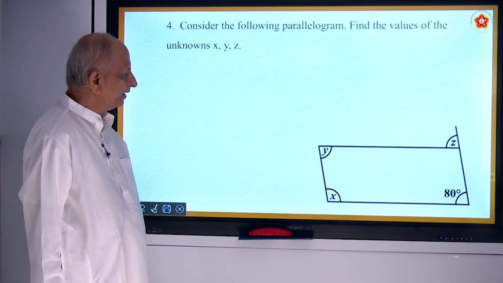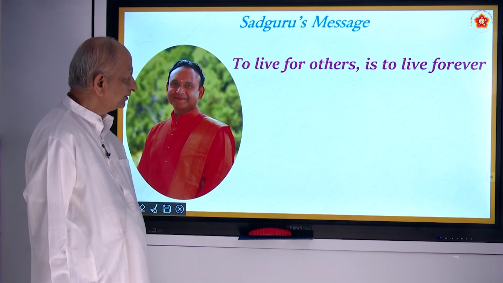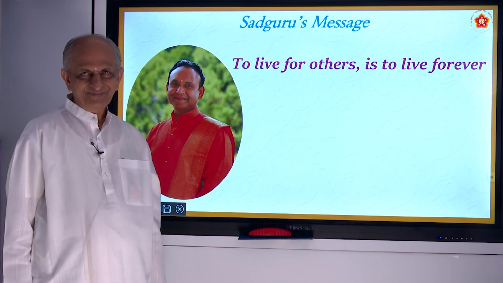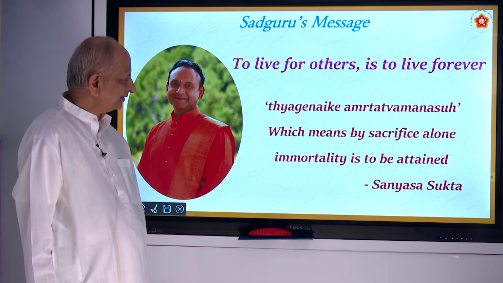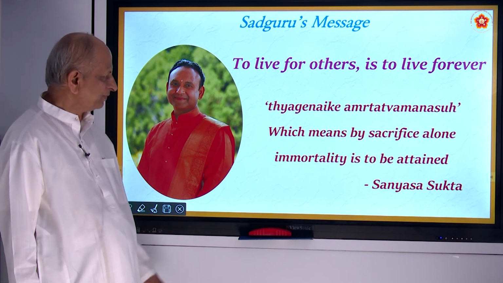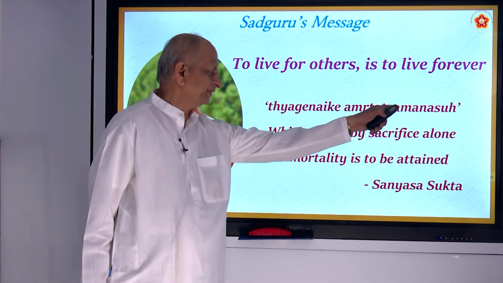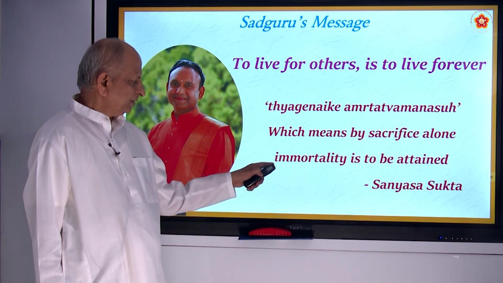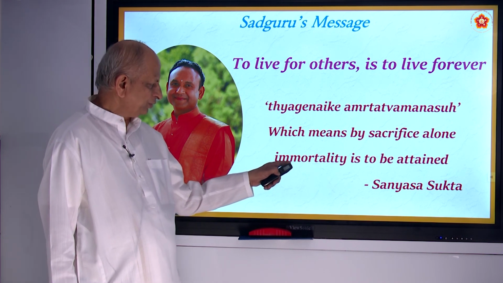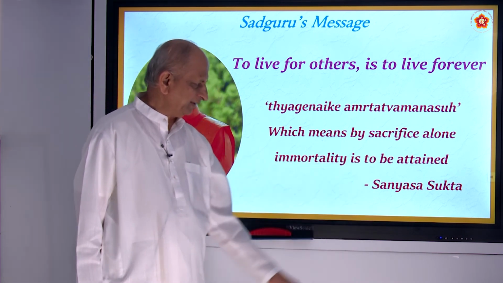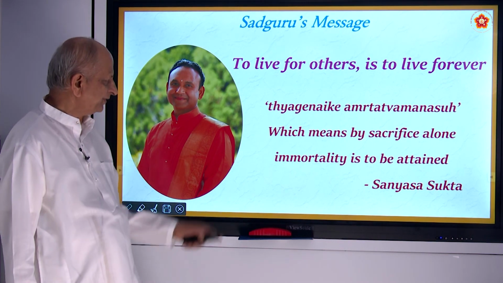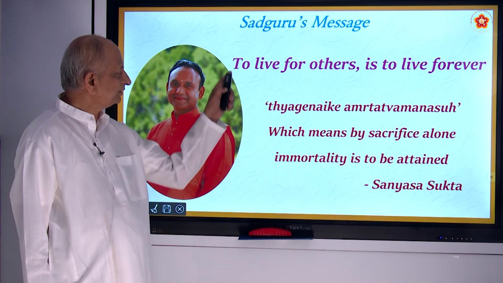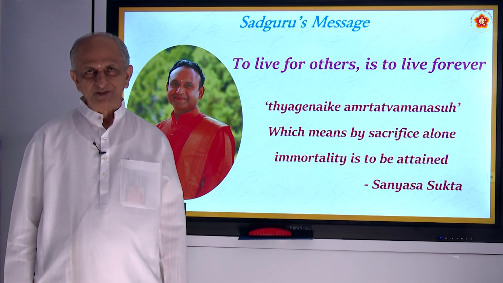So, let us see what Baba says. Sadguru Madhusudan Sai says, to live for others is to live forever. Na karmana na prajaya dhanena tyagenaike amrtatvamanashu, which means that by sacrifice alone immortality is attained. So, immortality comes only by sacrifice, that is what our Sannyasa Sukta says. This is told by Sadguru Sri Madhusudan Sai.